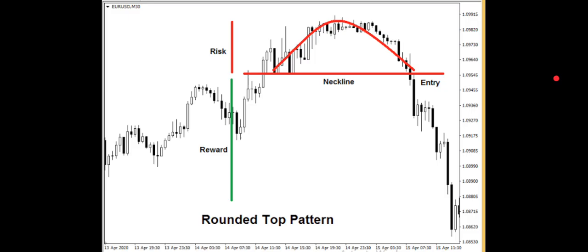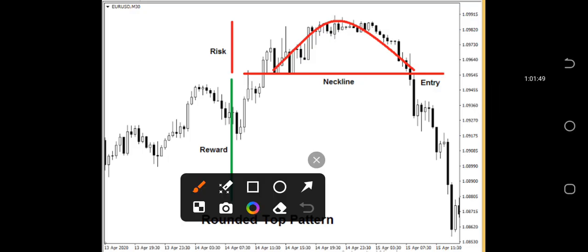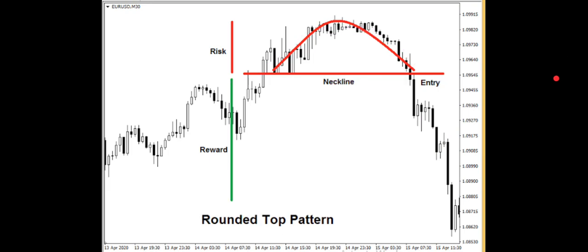So this is what we call a rounded top pattern, where there is a particular indicator you can use to check this. I'll also talk about trading indicators soon. Because it is round, that's why we call it a rounded top. So this is the neckline. On a breakout of this neckline, the market should drop. Okay, market should fall.